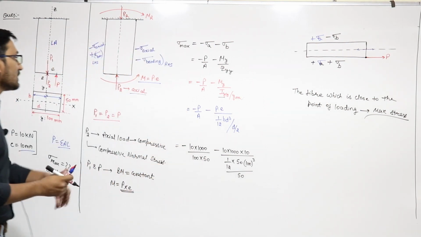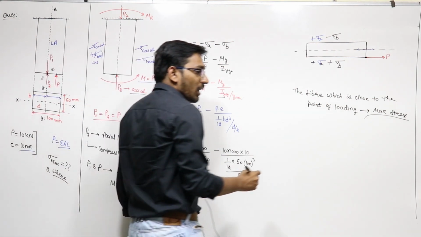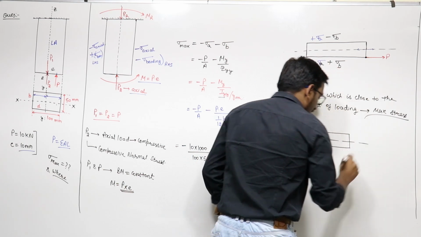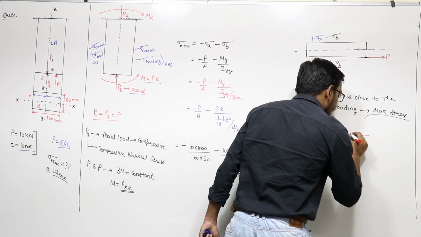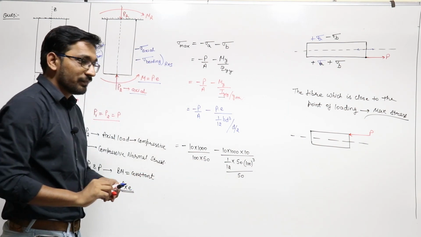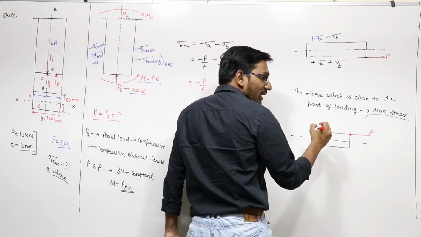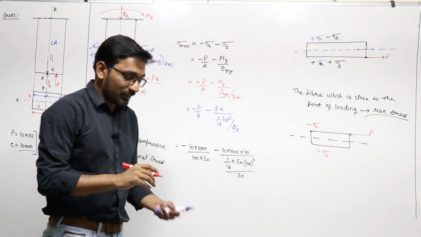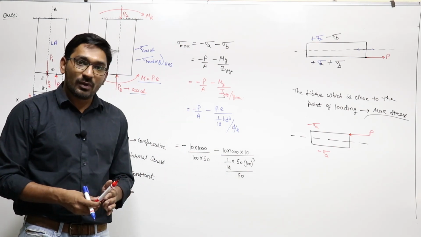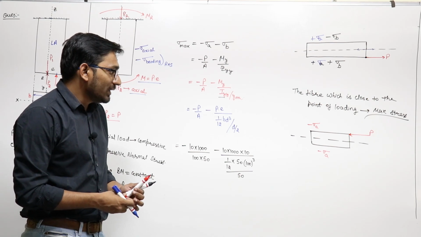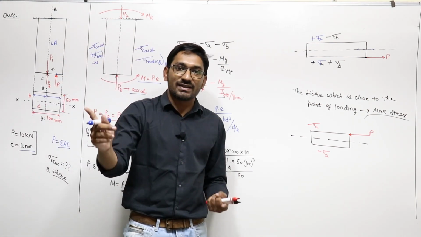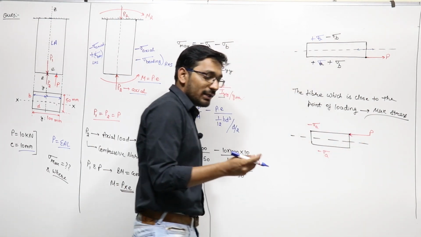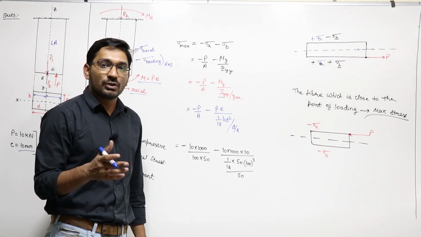No need to go for the complete discussion, just make sure how I solve it. Suppose I apply a compressive eccentric load here. Because of the compressive axial load, the axial stress would be compressive, that is minus sigma A. Now we have to superimpose the bending stress, where one is tensile and one is compressive. This is the point of loading, so the top fiber is near to the point of loading.